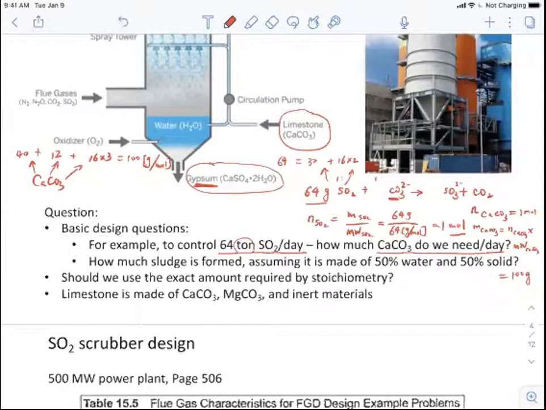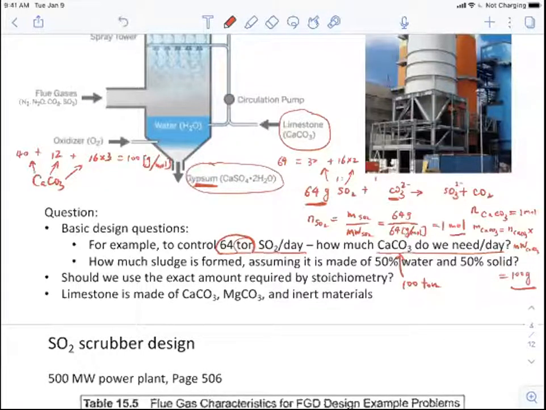So basically, in order to react with 64 grams of sulfur dioxide, we need to provide 100 grams of calcium carbonate. So if we have to neutralize 64 tons of sulfur dioxide, we need to provide 100 tons of calcium carbonate. This is the most simple condition for a scrubber design problem, where we're assuming that we're dealing with pure substances.